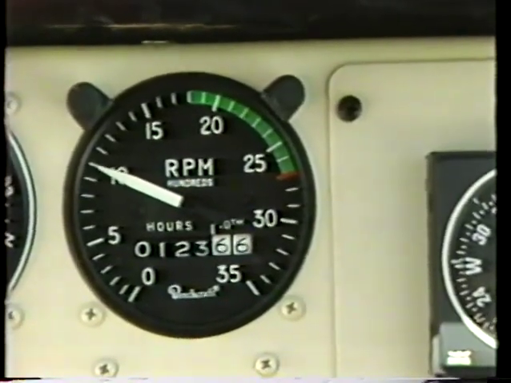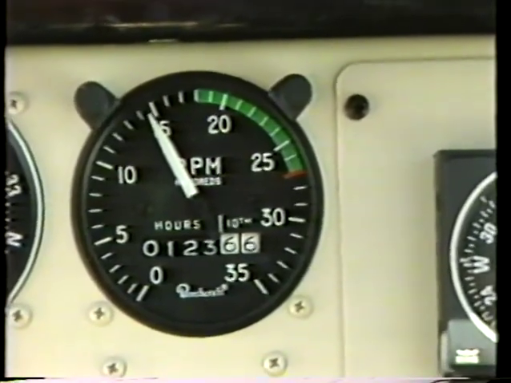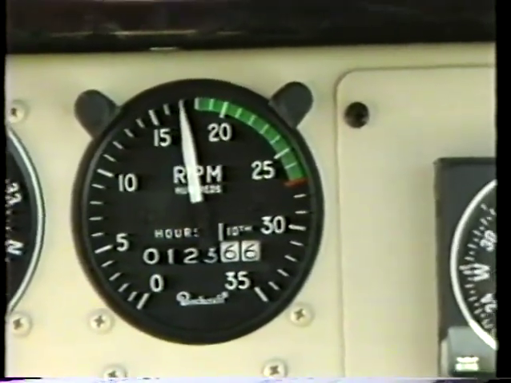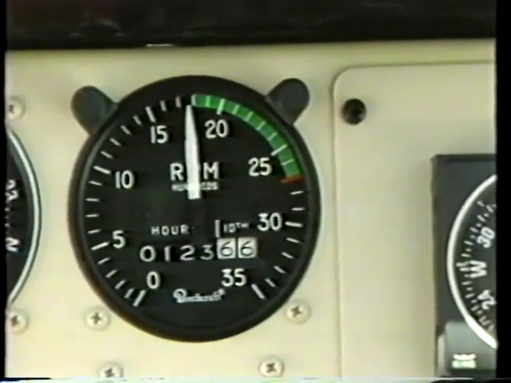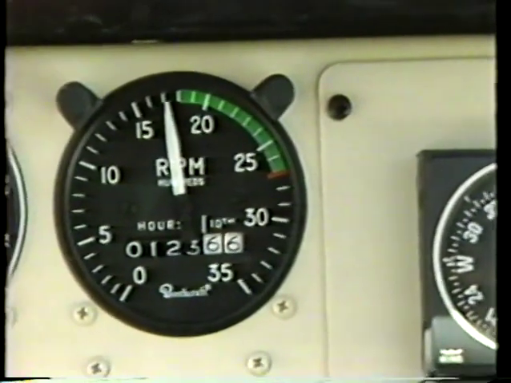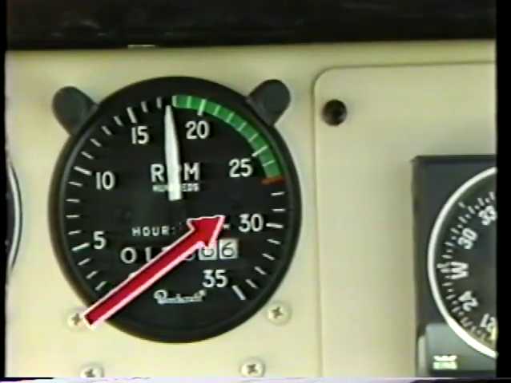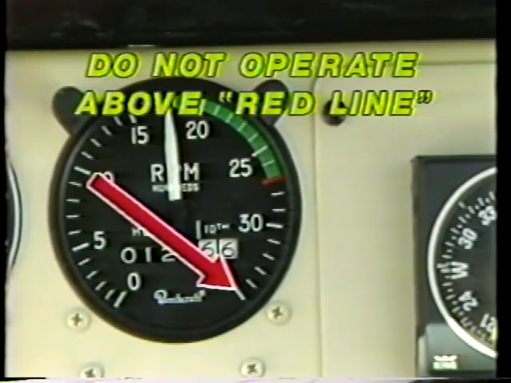Directly above these engine instruments is the tachometer. This displays the engine's RPM, revolutions per minute. The gauge shows a safe operating area, usually green, and a danger zone above the red line. Do not operate any engine in the area above the red line.